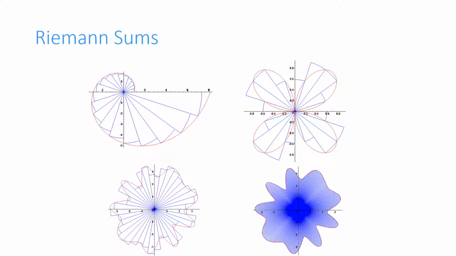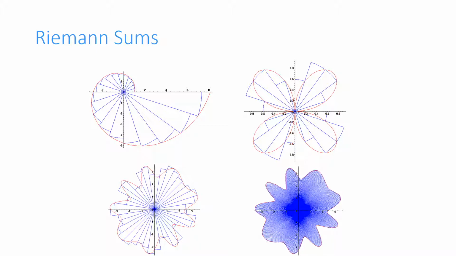If we translate that idea to polar coordinates, those Riemann sums would not be rectangular chunks, but little pie wedges, as you see here in these four diagrams. The top left diagram that looks sort of like a seashell has an area that could be approximated by a bunch of little pie wedges. Same thing goes for this propeller.